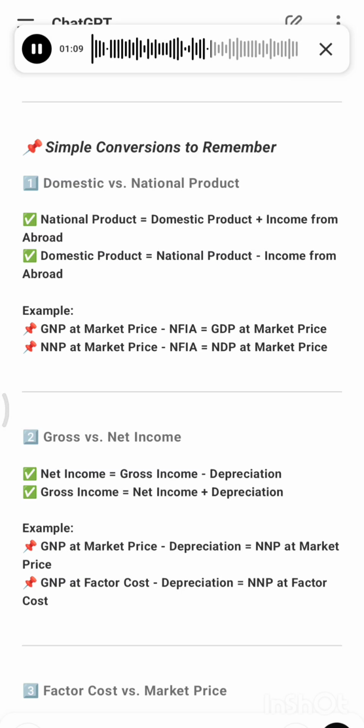Net income, gross income, depreciation. Gross income equals net income plus depreciation. Example: GNP at market price minus depreciation equals NNP at market price. GNP at factor cost minus depreciation equals NNP at factor cost.